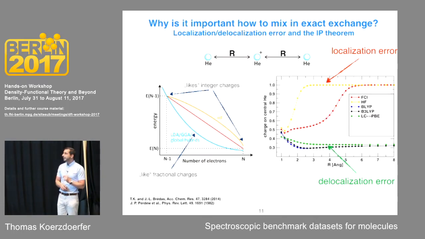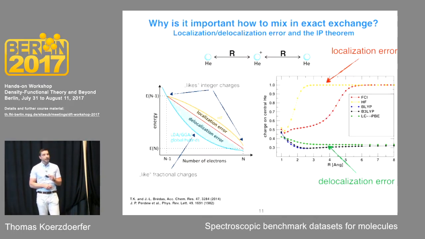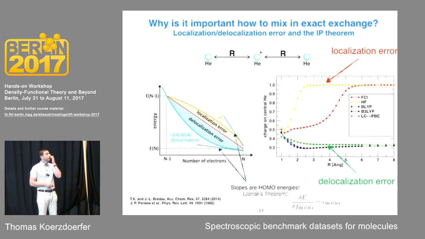Now, why can these long-range corrected hybrid functionals approach this problem? And why are their IPs and EAs better? First of all, you have to realize that there's Janak's theorem that tells you that the derivative of the energy with respect to the fractional particle number is the HOMO energy, meaning the slopes of these lines here are the IPs. Okay, telling you that the IPs of these functionals here are too small and the IP of Hartree-Fock is too large. That is just Janak's theorem.